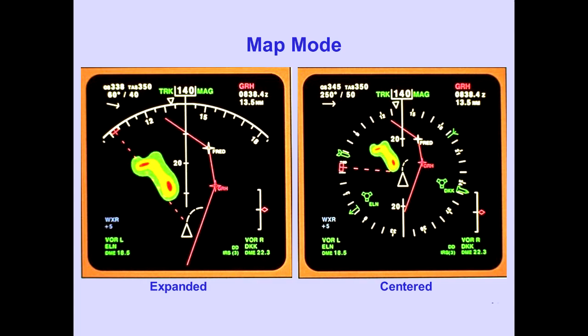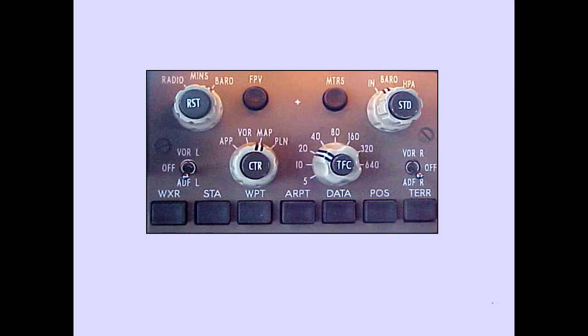Finally, these are typical map mode displays. Different situations are shown for comparison. Let's now examine the rest of the EFIS control panel. Map switches allow additional information to be displayed on the ND.